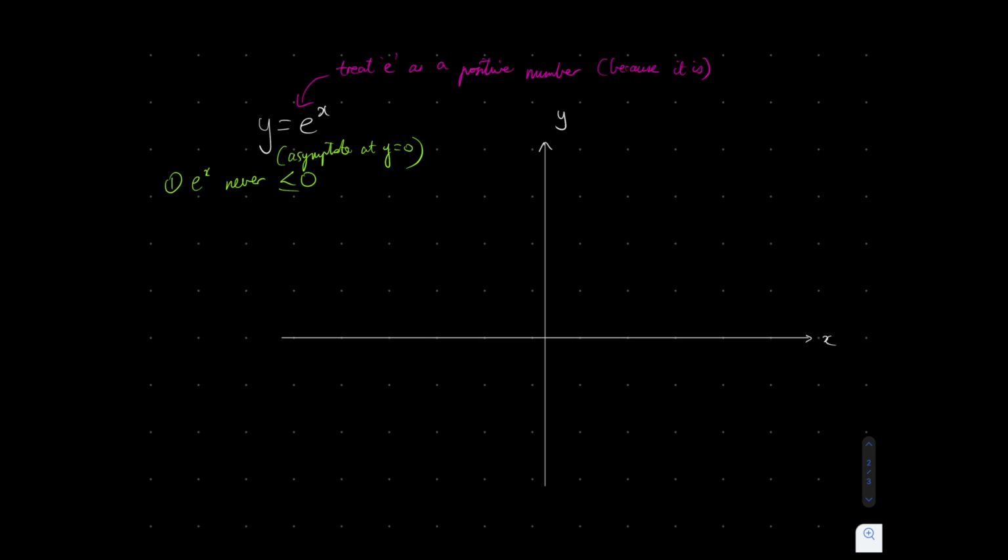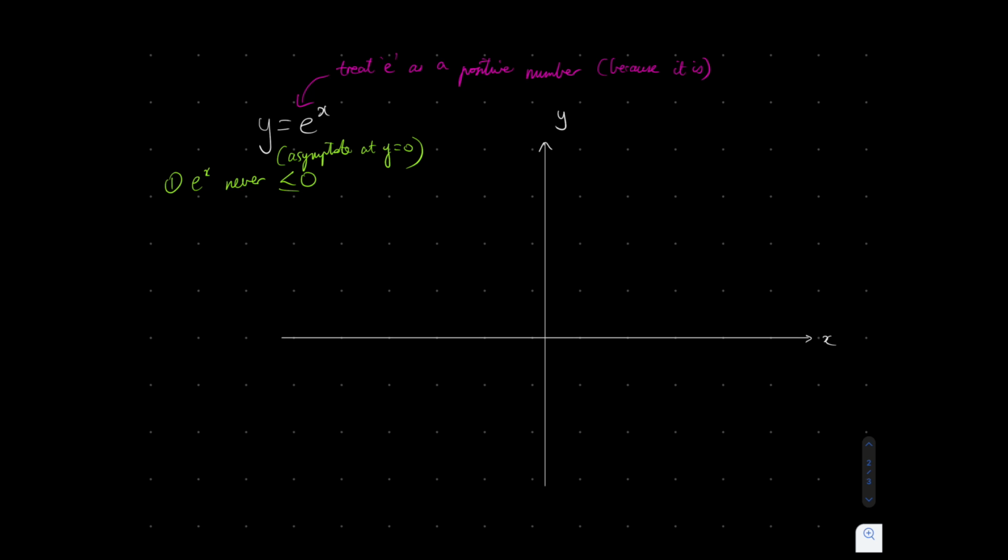And when you take a positive number to the power of something, or in other words, multiply it by itself some number of times, you can only get another positive number because you're just multiplying positive numbers by themselves. And so e to the x has to be greater than 0. And that means that there is an asymptote at y equals 0. Now let's have a think about what the graph looks like. We know that there's an asymptote, but where does this graph lie and what does it look like?